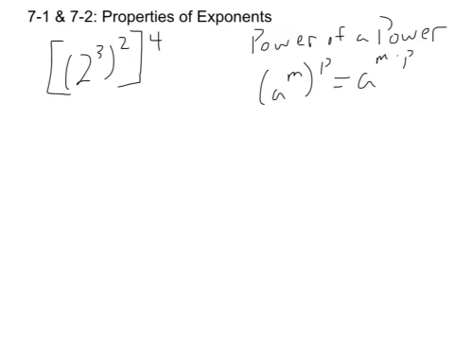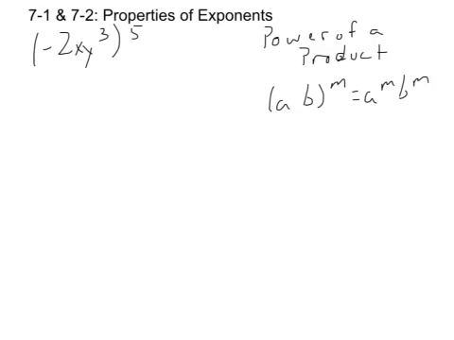So this is going to be the same as 2 to the 3rd times 2 times 4. Those are multiplied. 2 to the 3 times 2 times 4. Well, 3 times 2 is 6. 6 times 4 is 24, so it's 2 to the 24th power. That is a big, big number, 2 to the 24th.